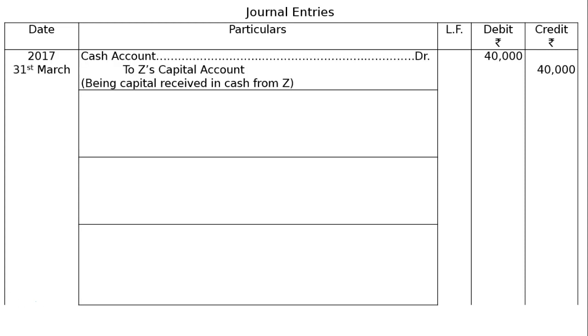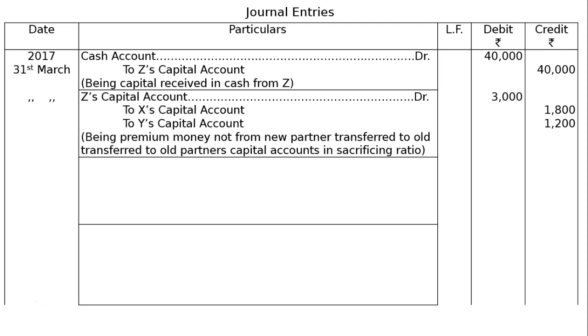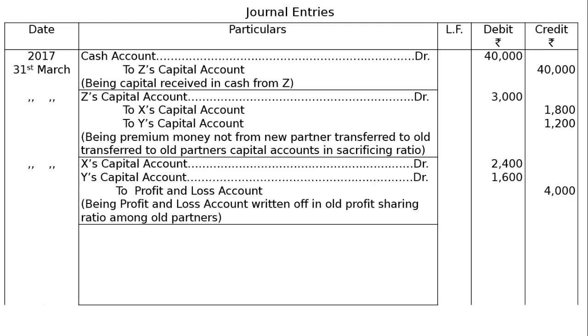First one being 2017, 31st March, cash account debited to Z's capital account 40,000, being capital received in cash from Z. Z's capital account debited rupees 3,000 to X's capital account rupees 1,800, to Y's capital account rupees 1,200, being premium money not received from new partner, transferred to old partners' capital accounts in sacrificing ratio. Then profit and loss account appearing in the debit side at rupees 4,000 is to be written off to old partners' capital accounts in old ratio, that is X's capital account debited 2,400, Y's capital account debited 1,600, to profit and loss account 4,000, being profit and loss account written off in old profit sharing ratio among old partners.